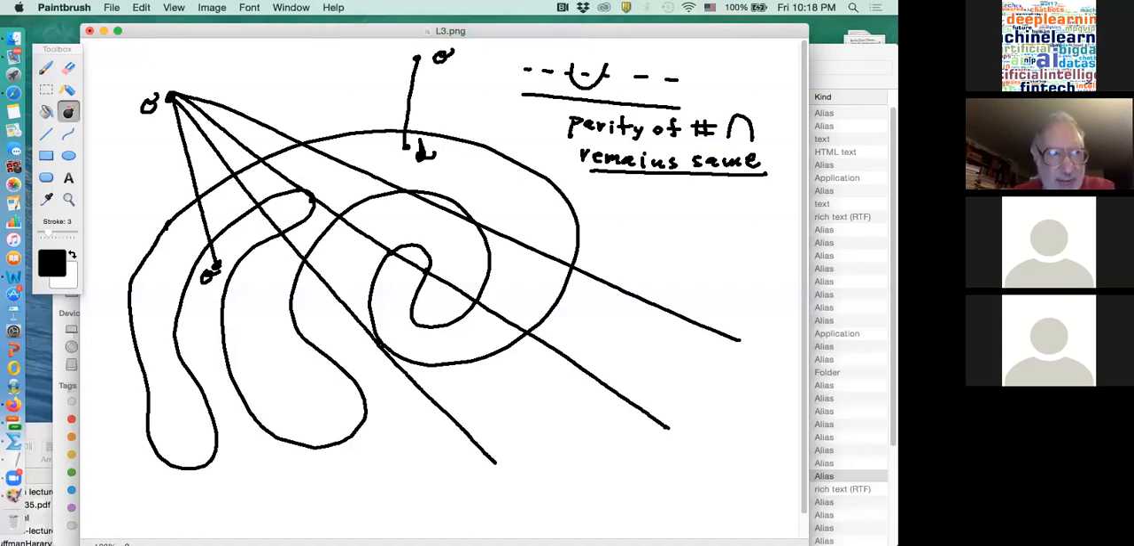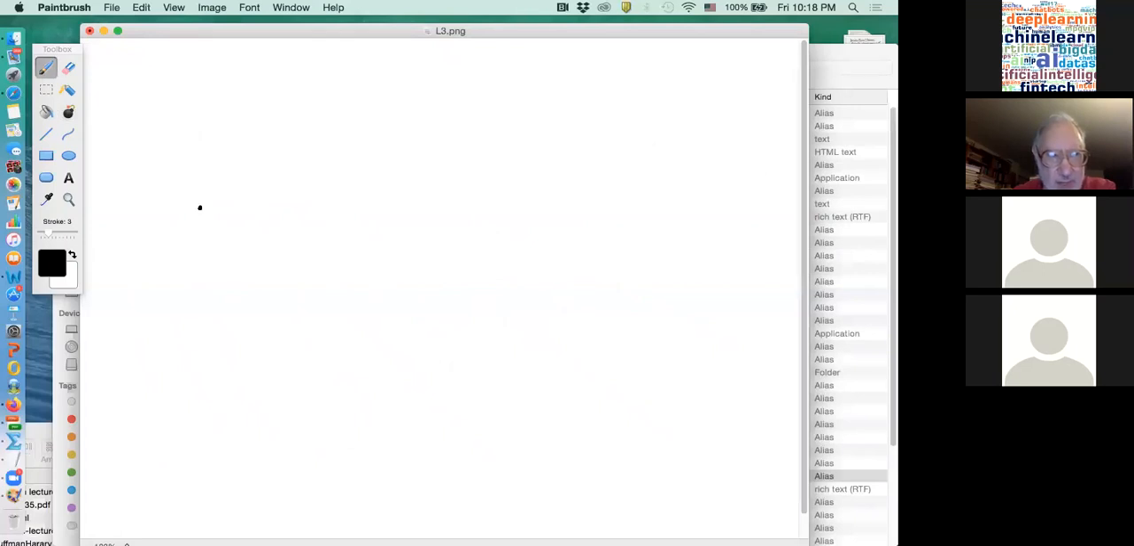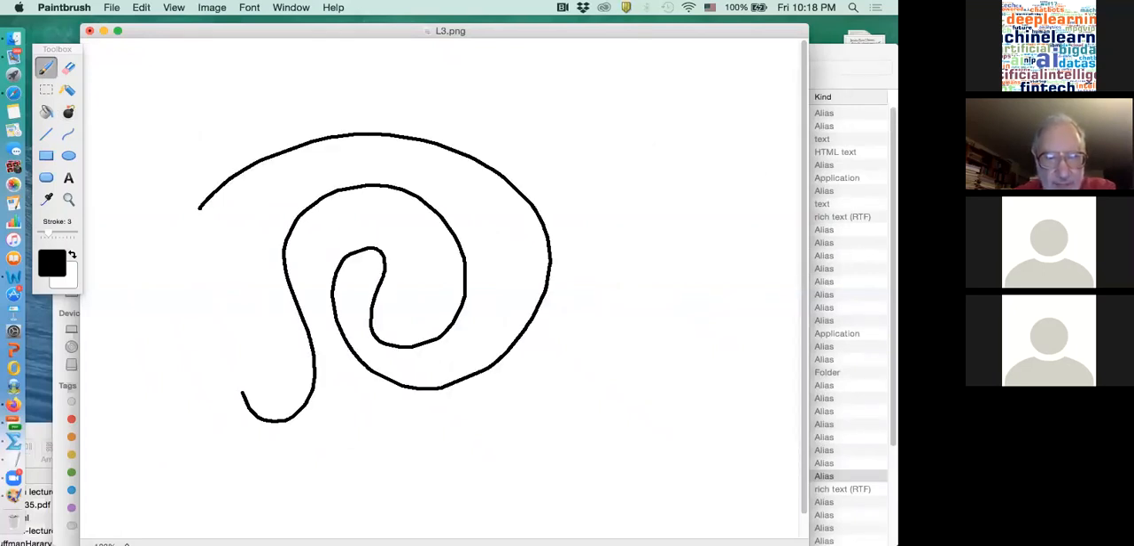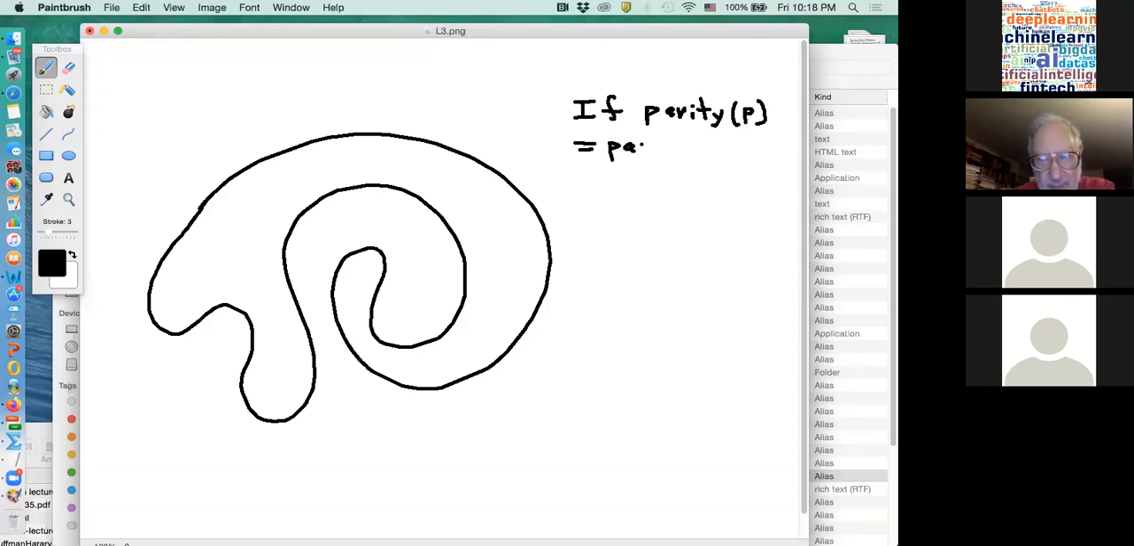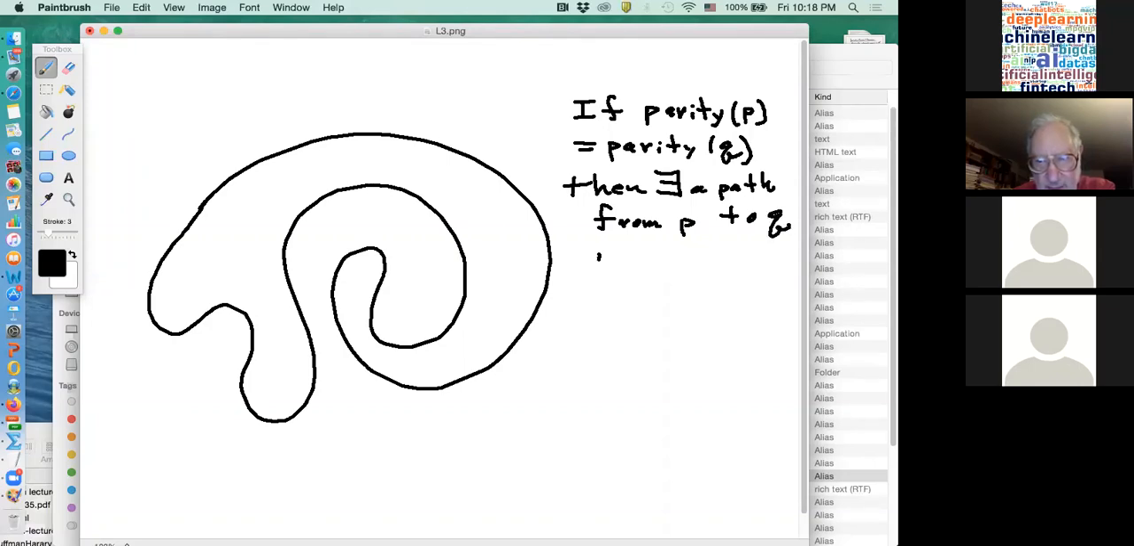But now I need to do a bit of work, because what I want to show is that if the parity of P is equal to the parity of Q, then there exists a path from P to Q not crossing the Jordan curve.